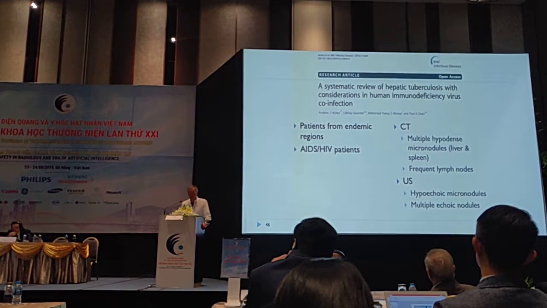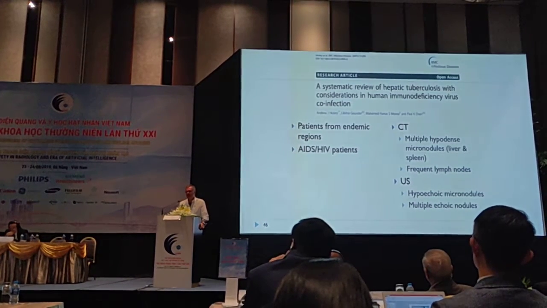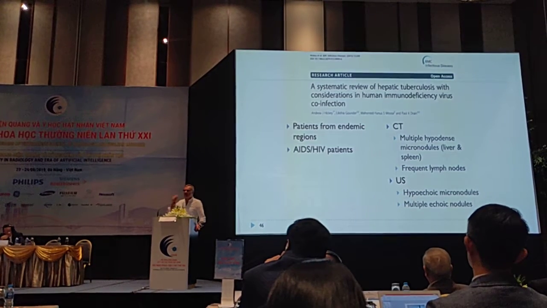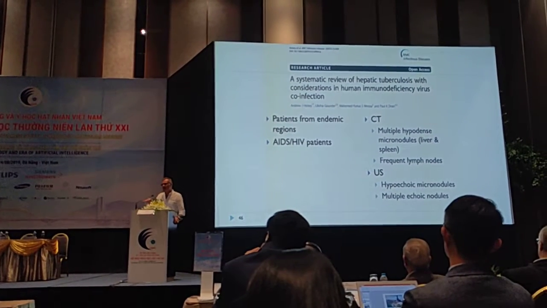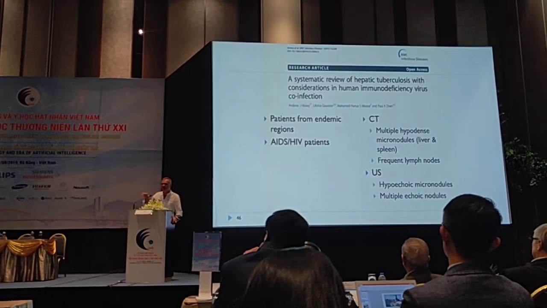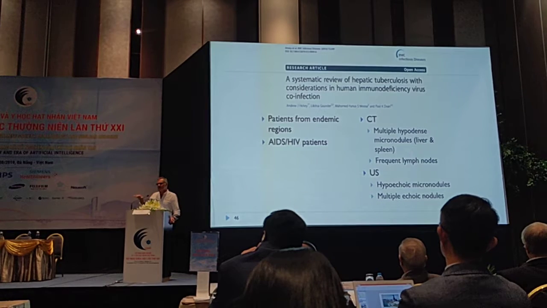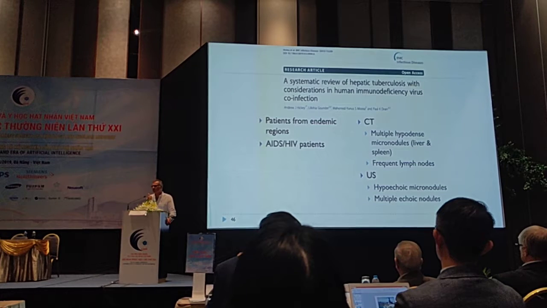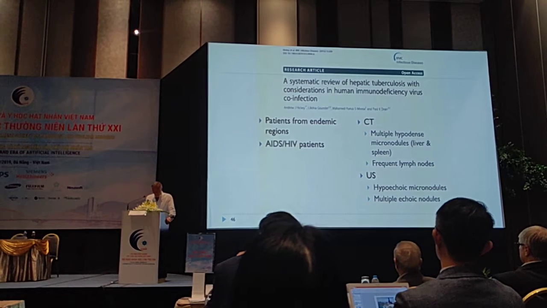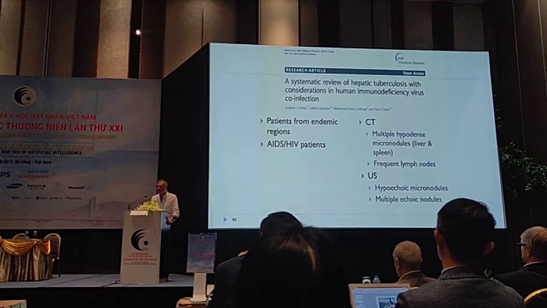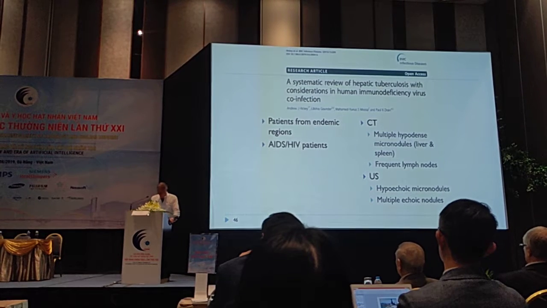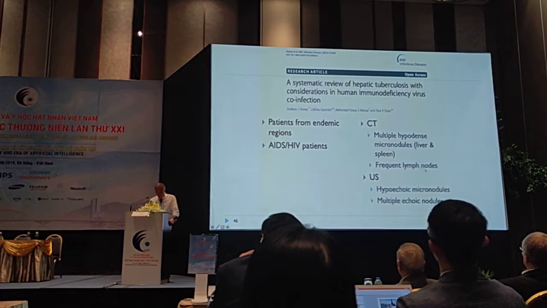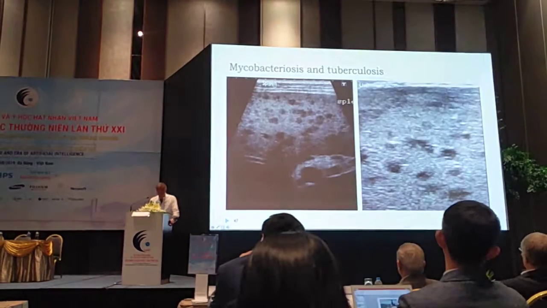Just a few words about tuberculosis, because tuberculosis does not occur in the same setting. In patients receiving chemotherapy or ablative therapy, you see mostly fungal infection, whereas tuberculosis occurs mostly, of course, in endemic regions, but also in patients with HIV. The pattern is not very different from fungal infection, and you have multiple hypodense nodules in the liver with lymph nodes. Let me show you some examples.